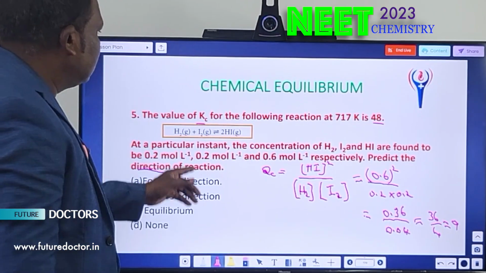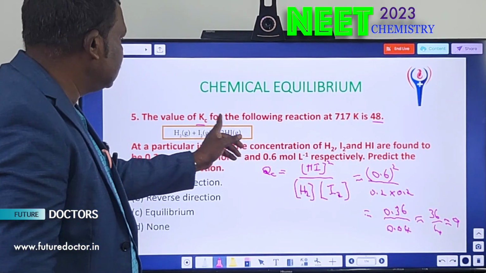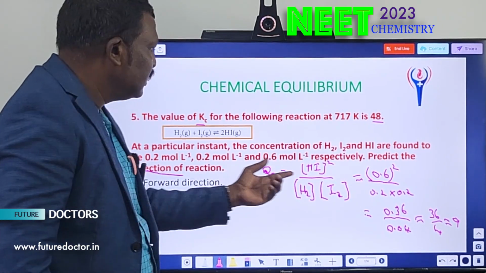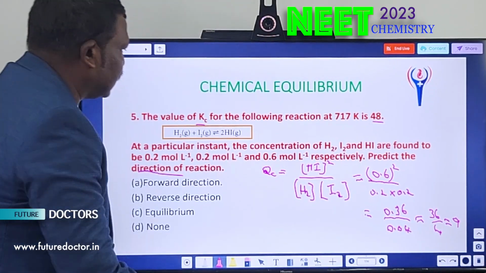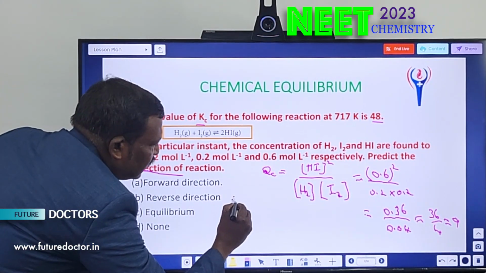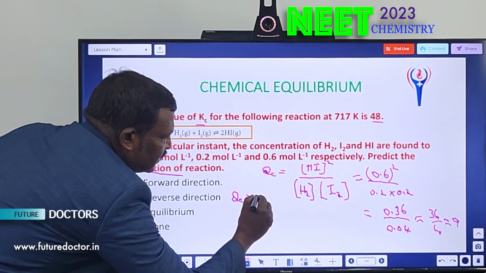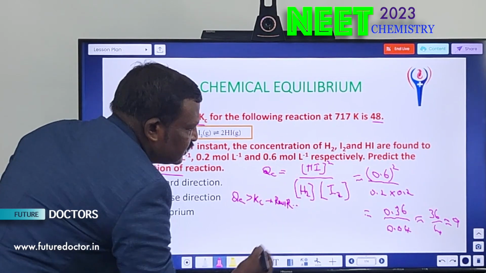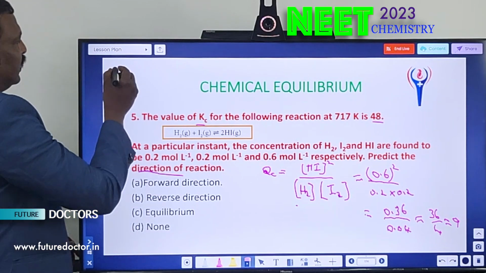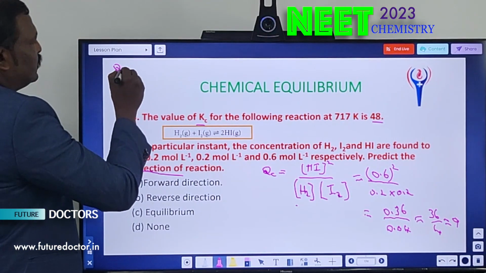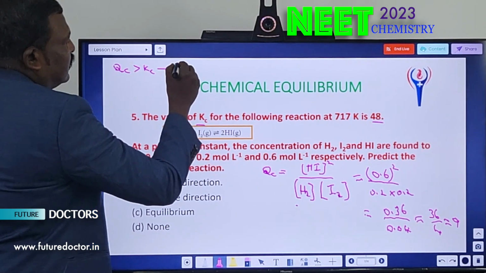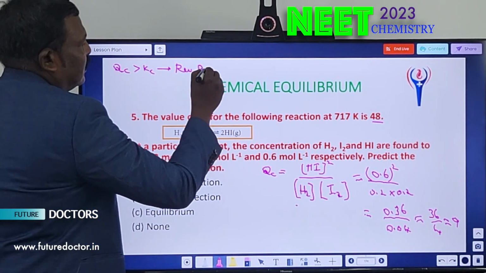Now we just compare the values. Here, this is Qc, and Kc value is somewhat higher. Kc value is higher, but Qc is 9 only. This is a condition, just remember. If Qc is greater than Kc, then we can say reverse reaction takes place. Understood? Just remember this condition: if Qc is greater than Kc, reverse reaction takes place.